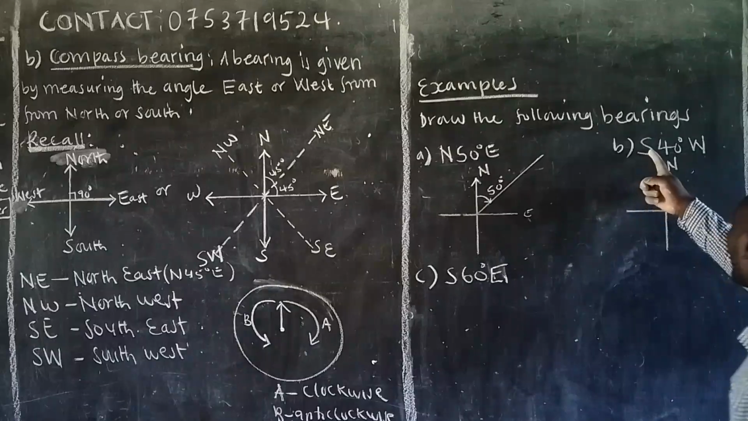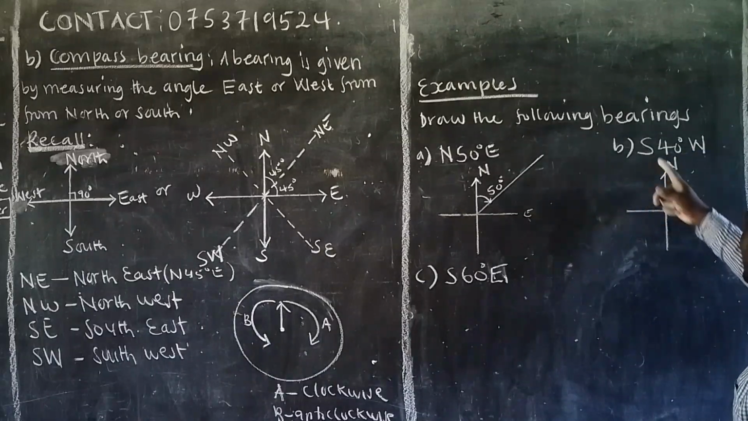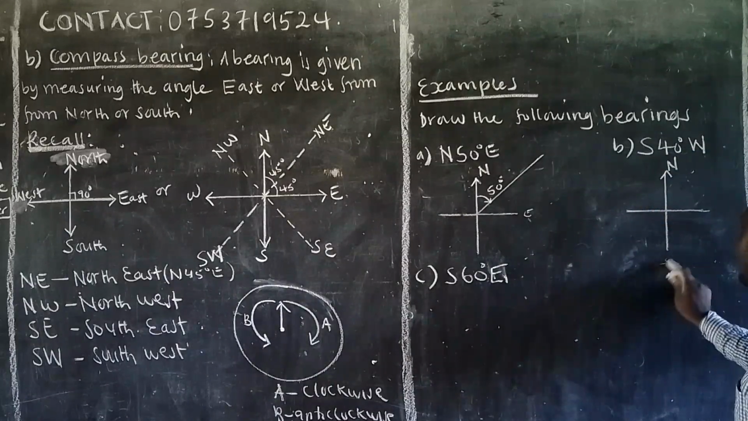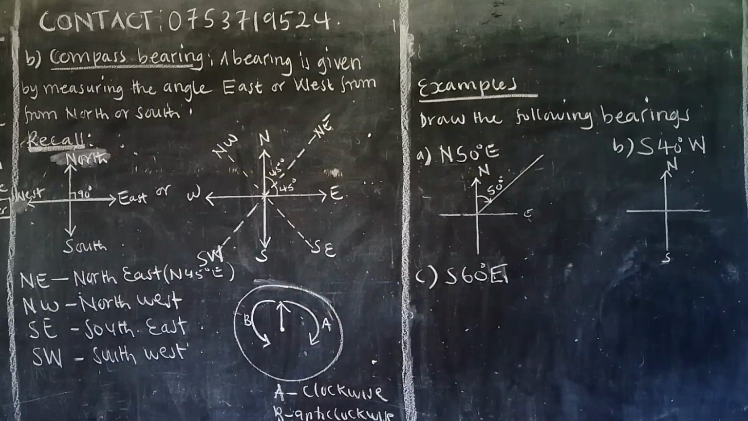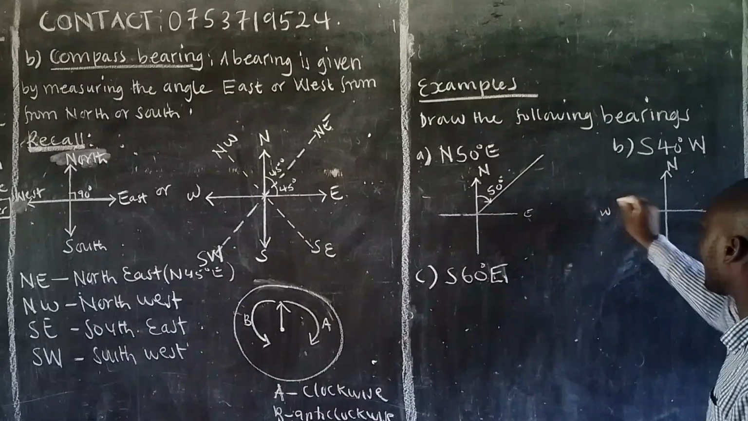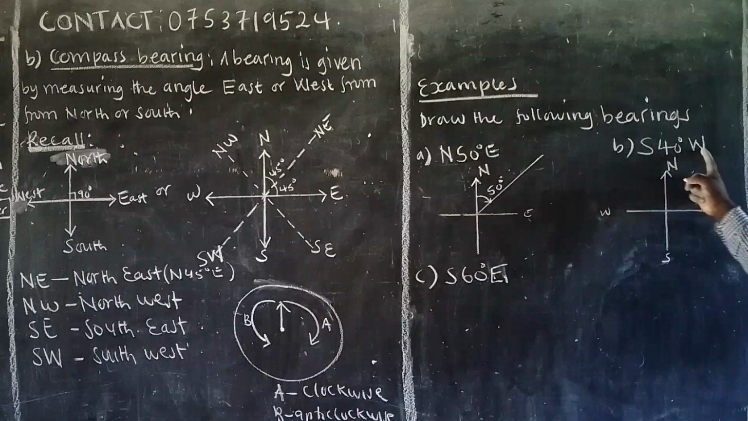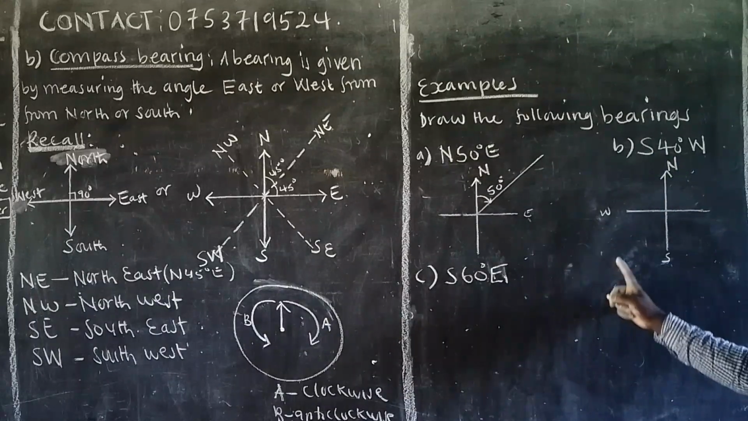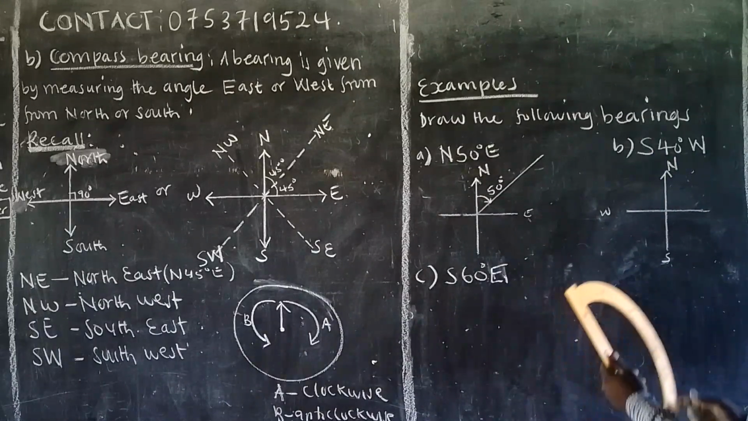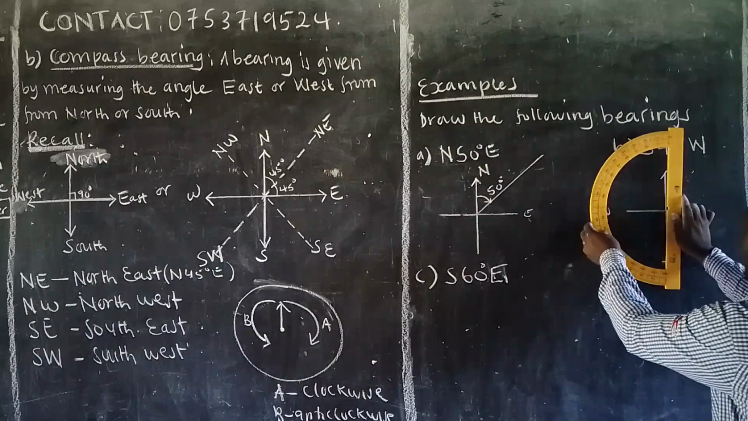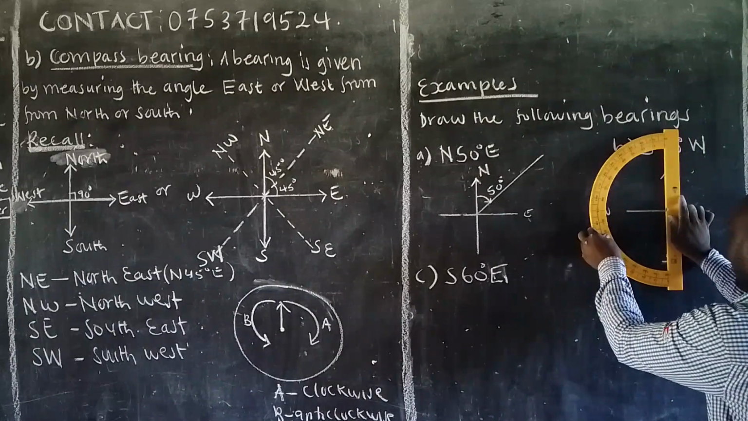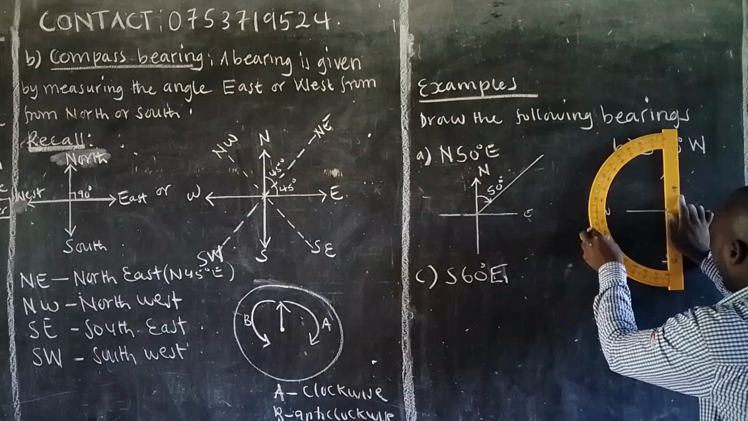Now we have south 40 degrees west. Where is the south? The south is here. You can put it there silently, for your own understanding. Where is the west? West is here. So you are moving from south to west. The angle I want to measure is this side, so my protractor will be in this format, like this.